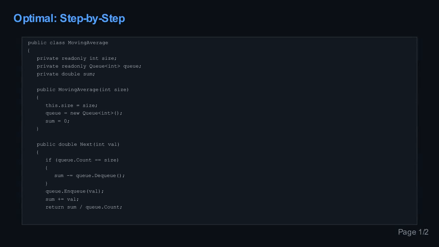Let's trace the optimal method with size 3 in the stream 1, 10, 3, 5. Start with an empty queue and sum 0. First value 1, queue becomes 1, sum is 1, count 1, average 1.0. Second value 10, queue 1, 10, sum 11, count 2, average 5.5. Third value 3, queue 1, 10, 3, sum 14, count 3, average 4.666.